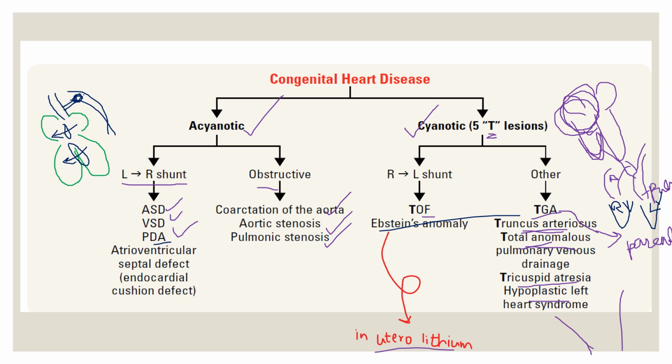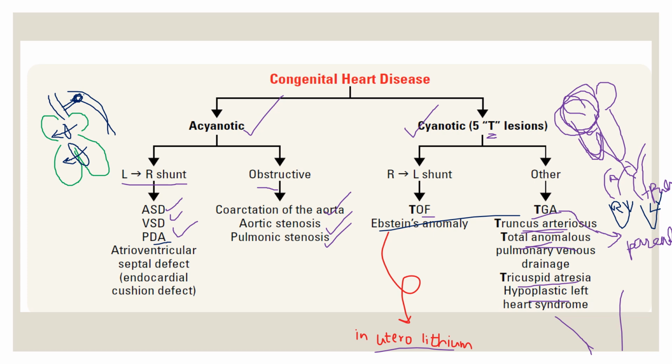We will discuss all of that. You just have to get the names correct, because it can be a little bit confusing, but once you know the mechanism, it becomes easier. So TOF is tetralogy of Fallot. You have 4 things in that. We'll discuss that. Epstein's anomaly is atrialization of the ventricle, which is usually associated with in utero exposure to lithium.